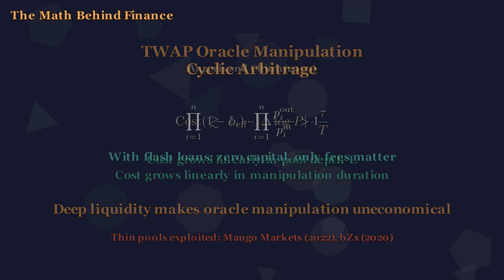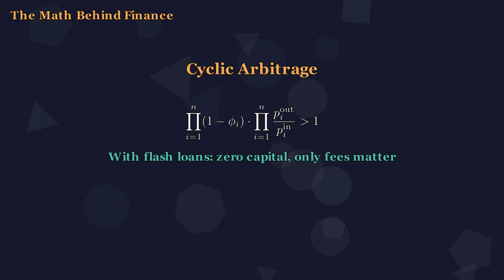Finally, MEV is not limited to two-party attacks. A cyclic arbitrageur routes through multiple pools in a single transaction. The profitability condition is a product of price ratios across all pools, net of fees. Combined with flash loans, this becomes a zero capital optimization problem. The annual MEV on Ethereum alone is estimated in the hundreds of millions of dollars.